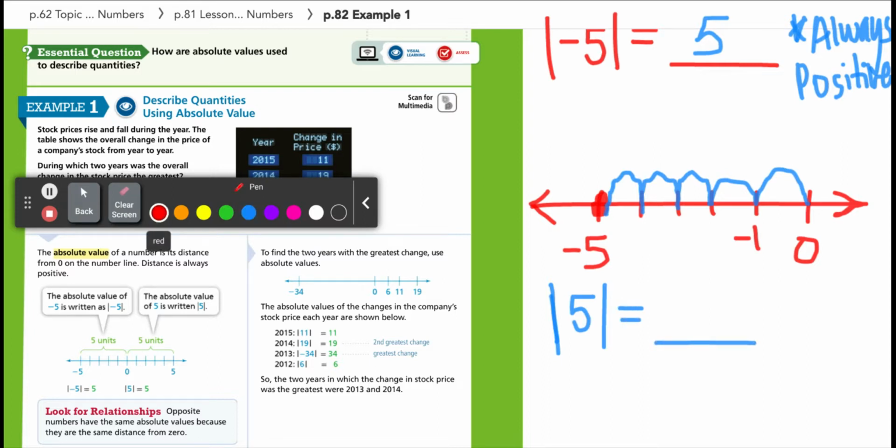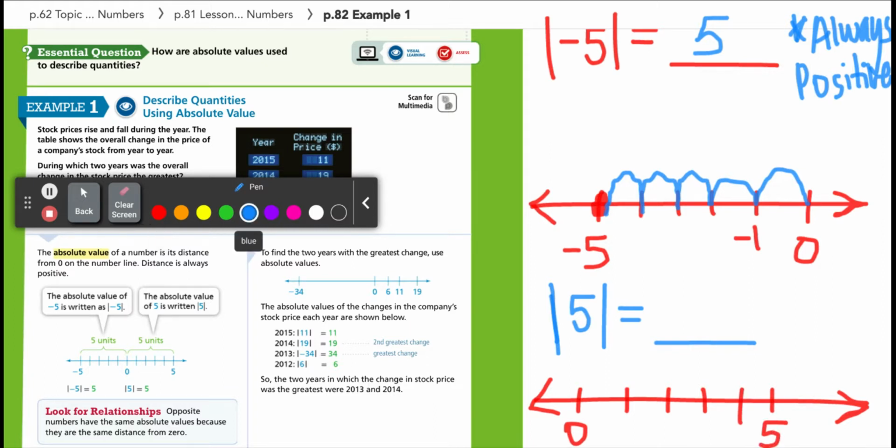Okay, let's think of a number line again. So I'm starting at 0. I'm traveling 5 to the right. So what is the distance from 0 to 5? Again, I'm going to start at 0. Let's count. 1, 2, 3, 4, 5. The distance, or the absolute value here of 5, the distance from 0 to 5 is 5.